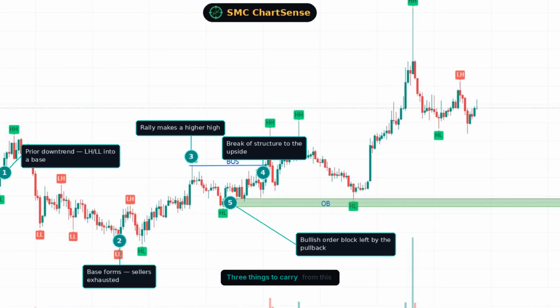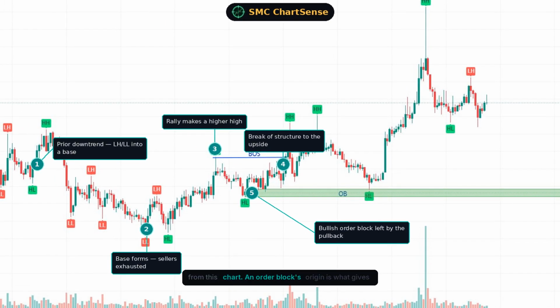Three things to carry from this chart. An order block's origin is what gives it meaning. A block formed from the pullback right after a break of structure is the first demand zone of a new trend, not a random level. Repeated defense is stronger than a single hold. A zone that turns price away twice, both times a higher low, has shown the demand is durable. And the volume on the breakout separates the real move from the oscillation. The defenses were quiet. The markup arrived on the heaviest bar. That contrast is the tell.